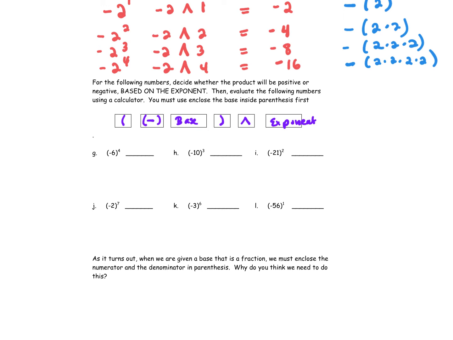Based on what we talked about above with even and odd exponents: if I have a negative base and an even exponent, I'm expecting the answer to be positive. And here I have a negative base but an odd exponent, so I'm expecting the answer to be negative. Please evaluate all of these using these keys on your calculator and then write the answers.